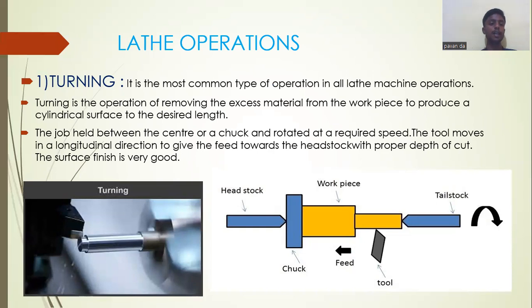The first one is turning. It is the most common type of operation in all lathe machine operations. Turning is the operation of removing the excess material from the workpiece to produce a cylindrical surface to the desired length. The job is held between the centers or a chuck and rotated at the required speed. The tool moves in a longitudinal direction to give the feed towards the headstock with proper depth of cut. The surface finish is very good.